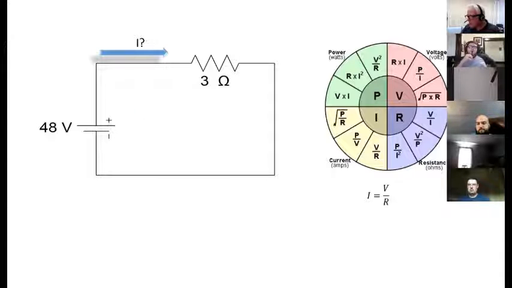So looking over here, the way this little wheel works, I don't know what I is, so I'm going to go over here to I and see how to get I. Well, I can get I by taking the square root of power over R, but I have R, but I don't have the power. That's not going to be good. I can take the power divided by V, but again, I have V, but I don't have power. Or I can take the voltage and divide it by the resistance. Those two variables I do have. So I will use that one, and I will take 48 divided by 3 ohms, and I'll get 16 amps.